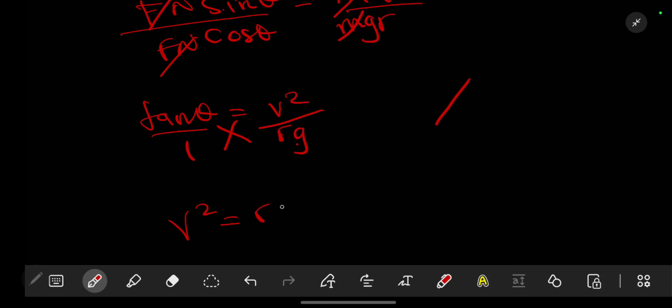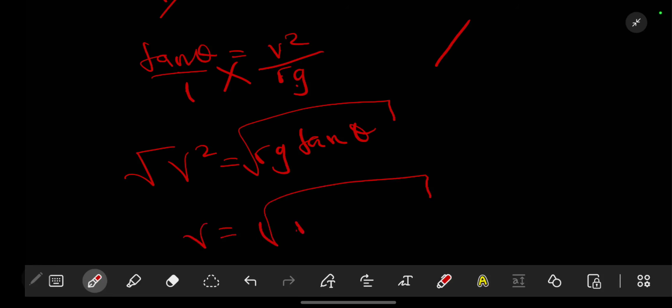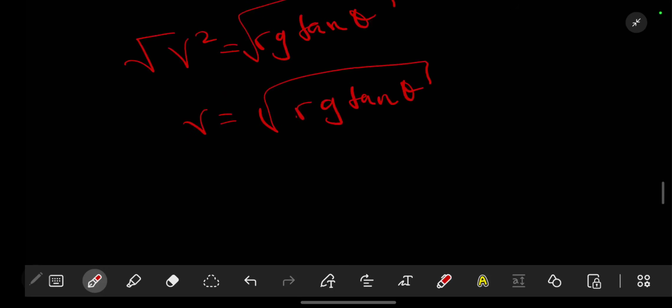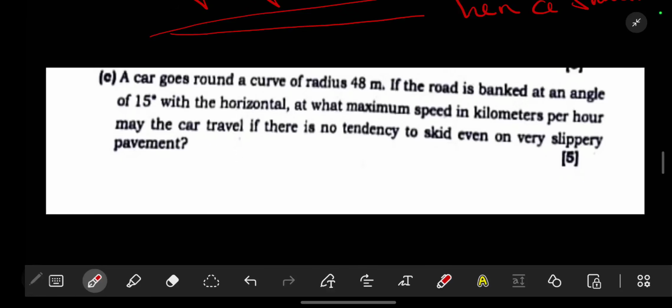Then this times this will be Rg tangent of theta, which will give us our roots. So our v should be equal to the square root of Rg tangent of theta. So this is what they want, so we can say hence shown. Let's do it one more time.